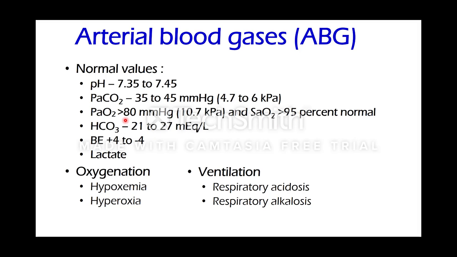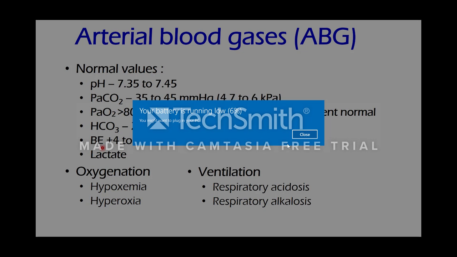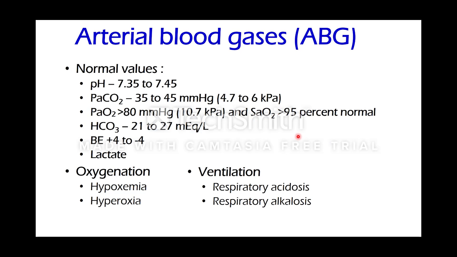It doesn't mean that 60 to 80 is not normal. I mean, it can also be acceptable as normal, but anything below 60 is highly abnormal, or has a high likelihood of being abnormal. The bicarb is somewhere between 21 to 27. Base excess gives us an idea of the metabolic status, and the normal level is somewhere between plus four to minus four.